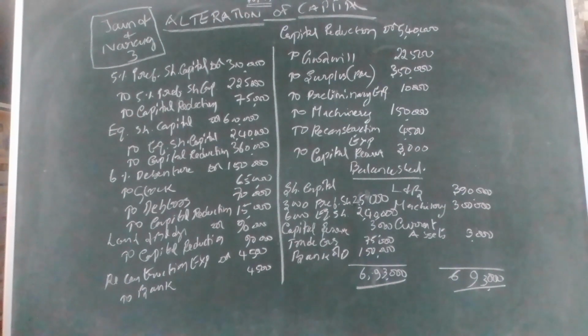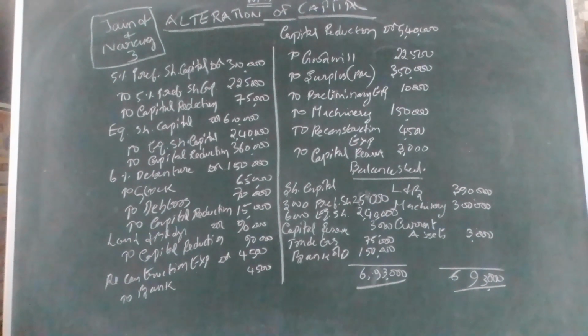Preference shares. 3,000 shares are given at the rate of 100 rupees each. Now it is reduced to 75 rupees each. So you apply 3,000 into 75. Then another one is equity shares. 6,000 shares are available, 100 rupees each. This is also reduced to 40 rupees. So what we have to do is reduce it to 40. So 6,000 into 60 rupees each is taken as the capital reduction. 40 rupees per share is the equity share capital.